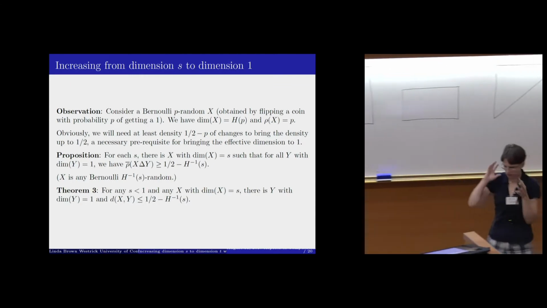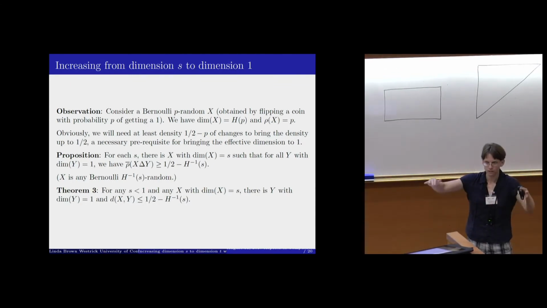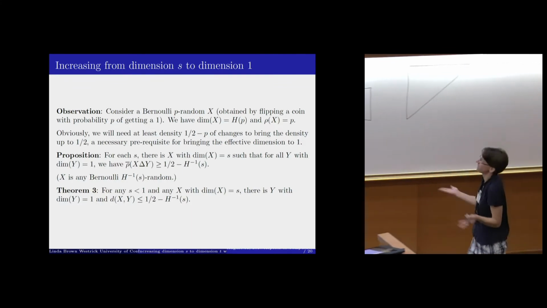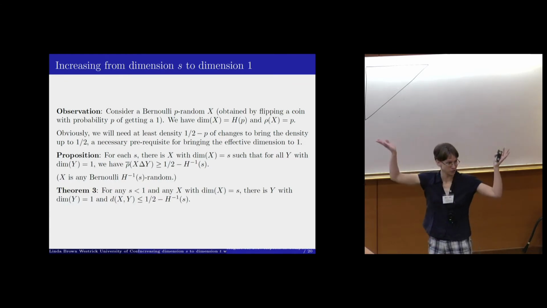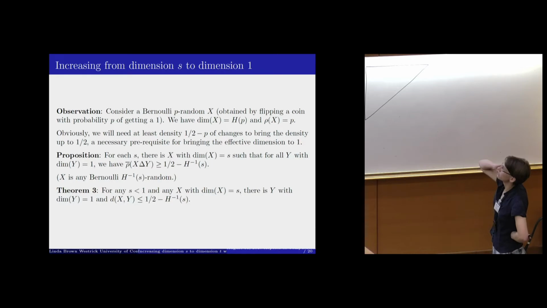And if you want to turn that particular string into a string that has effective dimension 1, then purely for density reasons, you're going to have to use at least 1/2 minus p density of changes. Because until you use that density of changes, the density of your real is going to be wrong. You started out with just a 10% density. If you want to get to effective dimension 1, then you're going to need 1/2 density. So you're going to need to make at least density 1/2 minus p of changes. That's unavoidable. So, okay, that's an observation. Now you could ask about this sort of worst case situation.